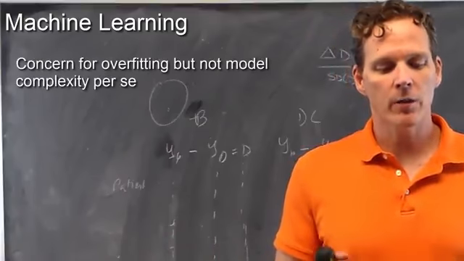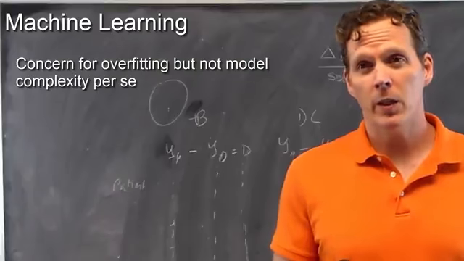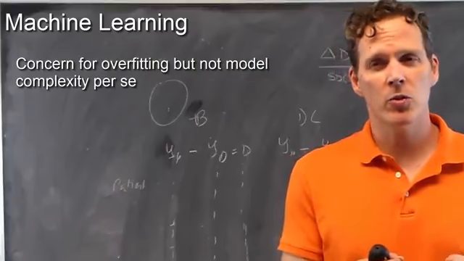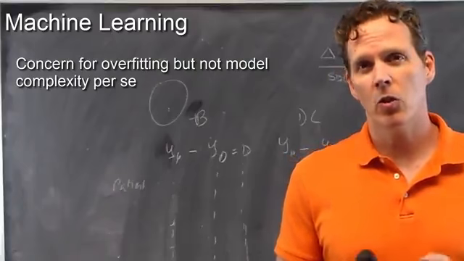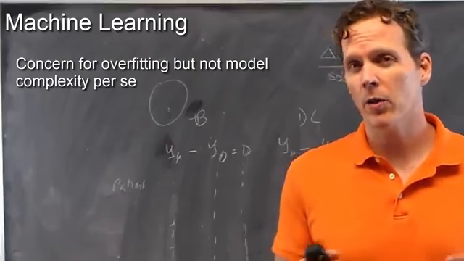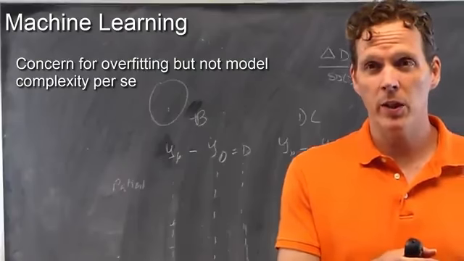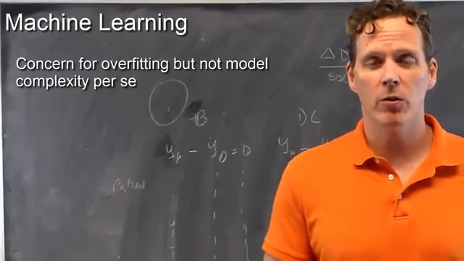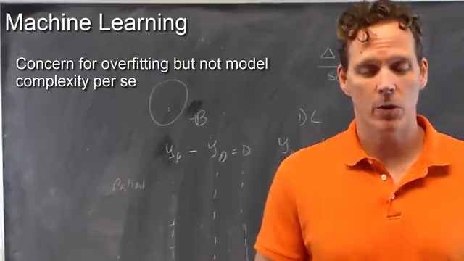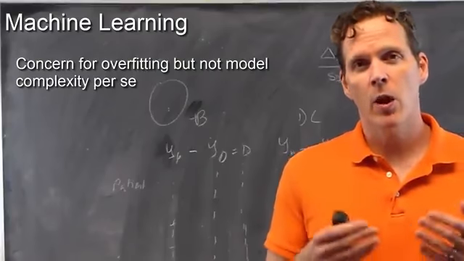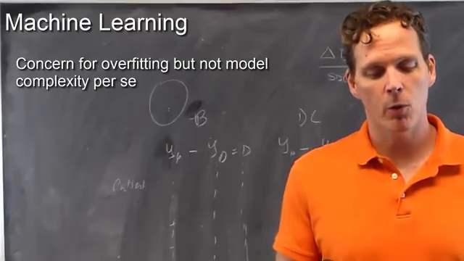So there's a lot of concern for overfitting in machine learning, but there's not as much concern for model complexity. So if you have a highly complex model that's not overfitting and yielding good predictions, then there's more of a tolerance for that in the field of machine learning than there is in the field of traditional statistics. And so there's an emphasis in machine learning on performance.